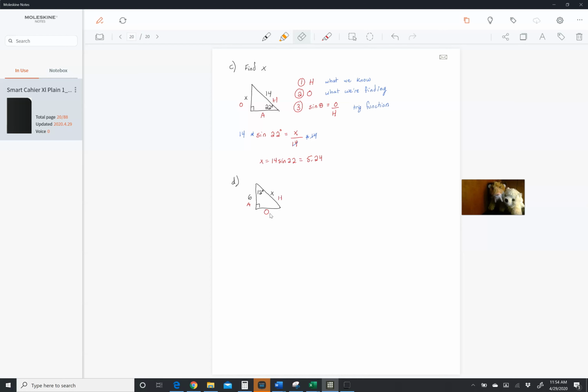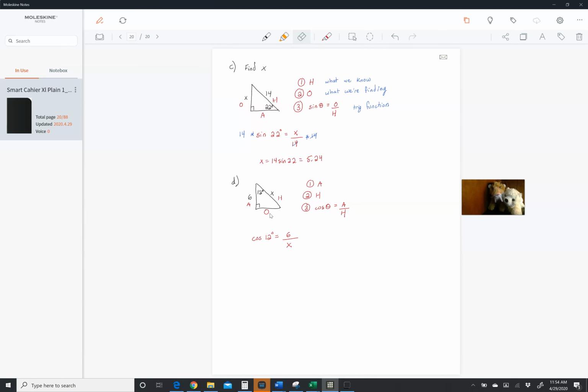So we go through our 3 questions. What do we know? Here we know our adjacent. What are we trying to find? Well, our x is our hypotenuse. Which trig function? Cosine. Cosine is adjacent over hypotenuse. Okay, let's plug in. Cosine of 12 degrees is, this time we know the adjacent, so the top is 6 and the bottom is x.